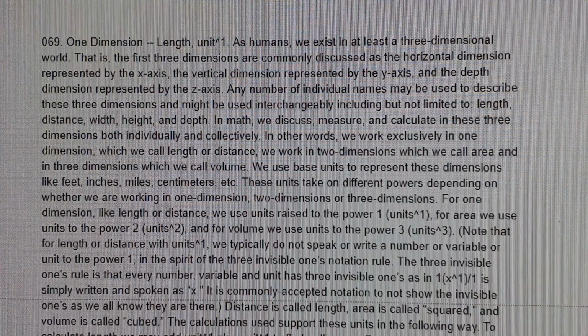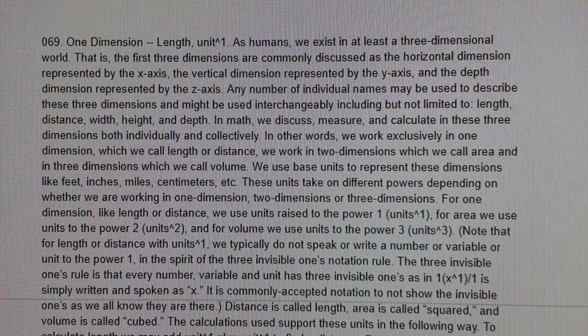In other words, we work exclusively in one dimension, which we call length or distance. We work in two dimensions, which we call area, and in three dimensions, which we call volume. We use base units to represent these dimensions like feet, inches, miles, centimeters, etc. These units take on different powers depending on whether we are working in one dimension, two dimensions, or three dimensions.